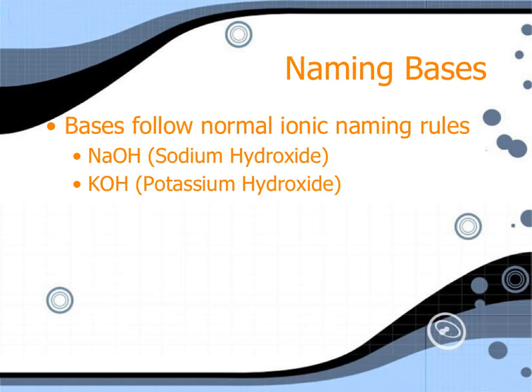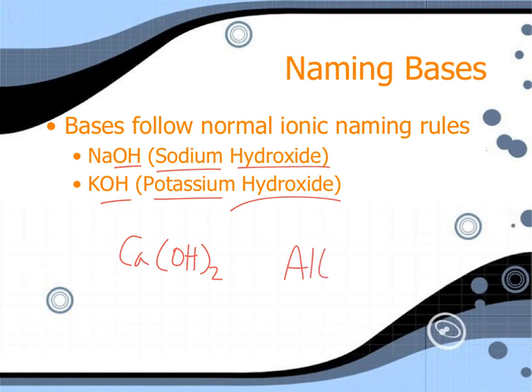There you go. The final thing I want to talk about is naming bases, and there's no special thing for naming bases. Bases follow normal ionic naming rules. And my bases are always going to be hydroxides, at least for regular chemistry. So it's going to be a metal hydroxide. Other examples could be Ca(OH)2, calcium hydroxide. Could be Al(OH)3, aluminum hydroxide. All of them are a metal hydroxide.